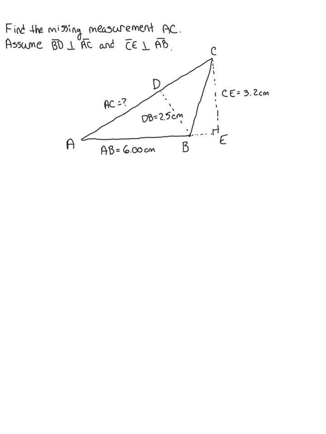Hello there. Today we're going to be answering the following question. Simply, find the missing measurement AC. Assume the line BD is perpendicular to AC and the line CE is perpendicular to AB. And I've drawn the corresponding picture here.